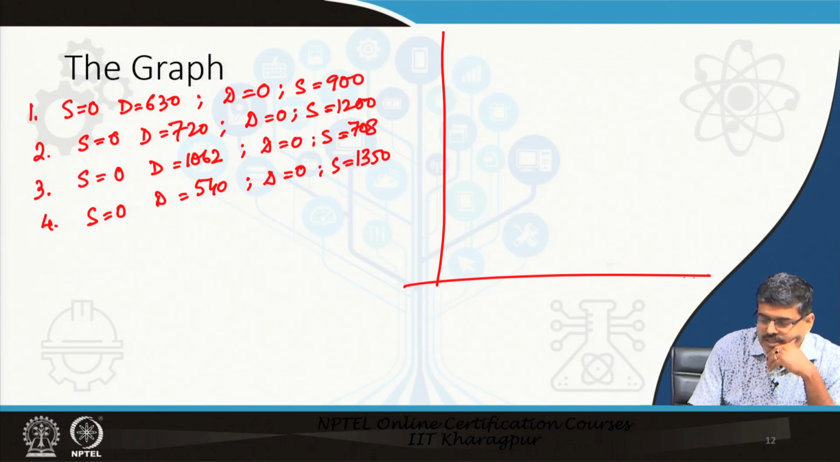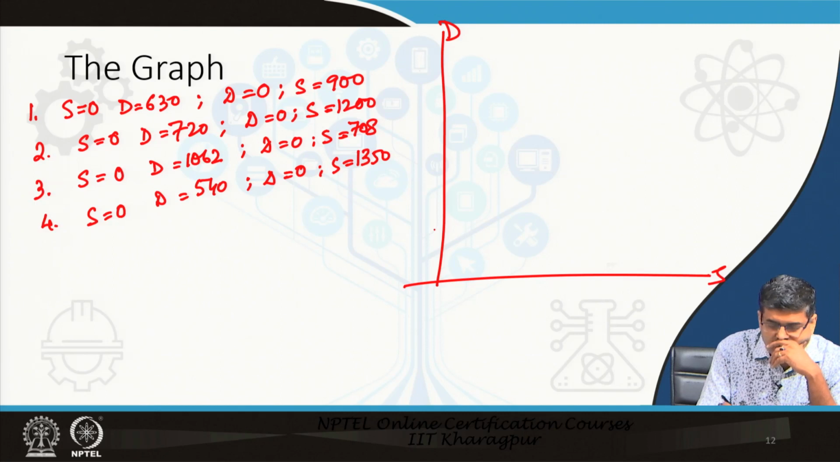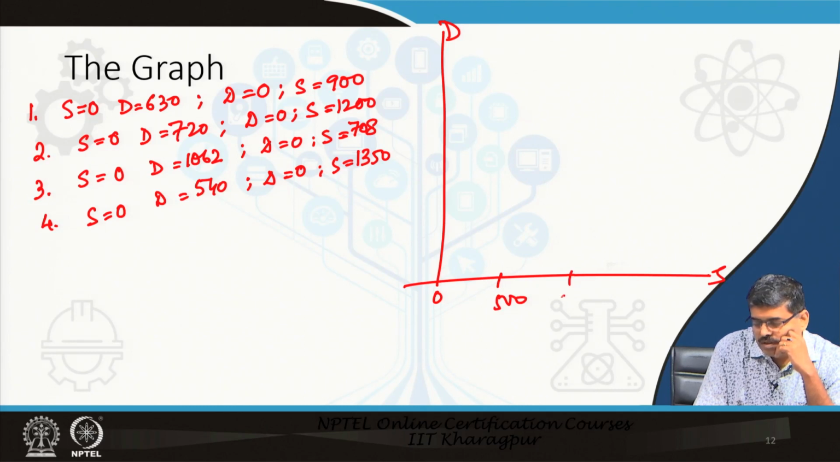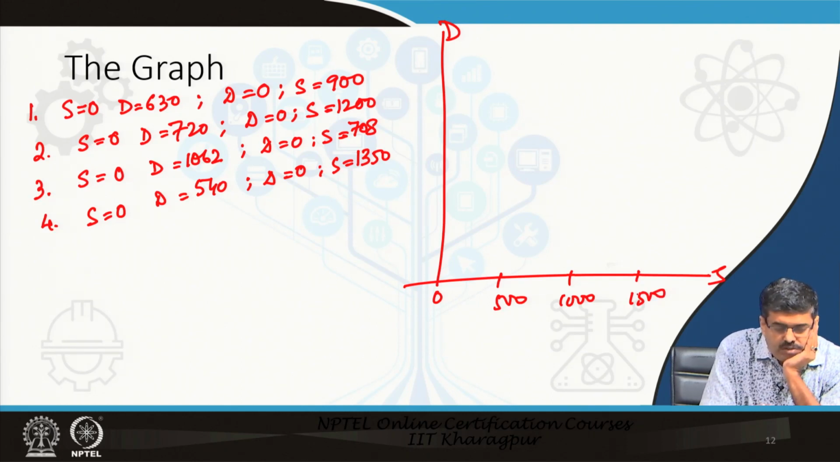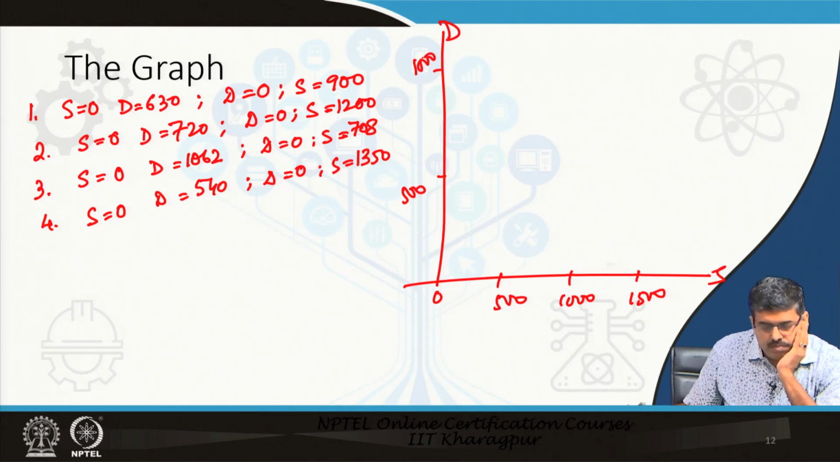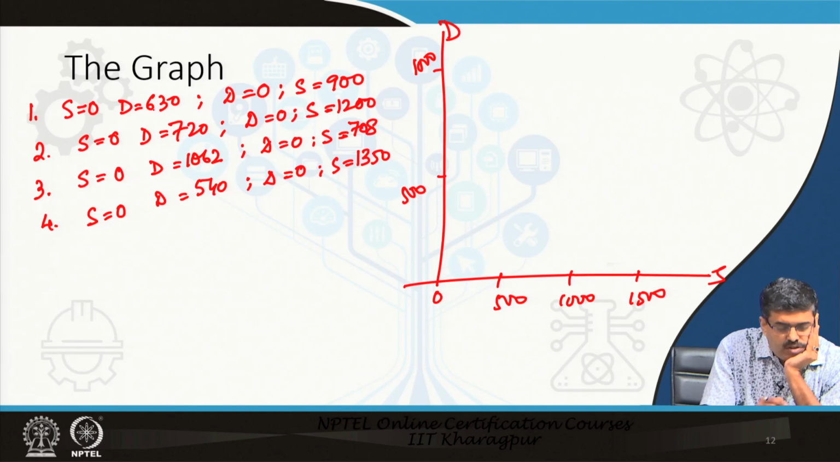Okay. Let this be S and let this be D. Now, what is the maximum value of S? It is 1350. So, let us go at 0, 500, 1000, 1500. What is the maximum value of D? D gets me at 1062. So, let us go for 500, 1000. Let us take the first equation.